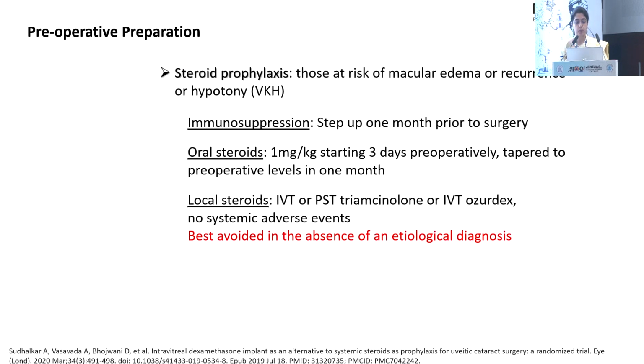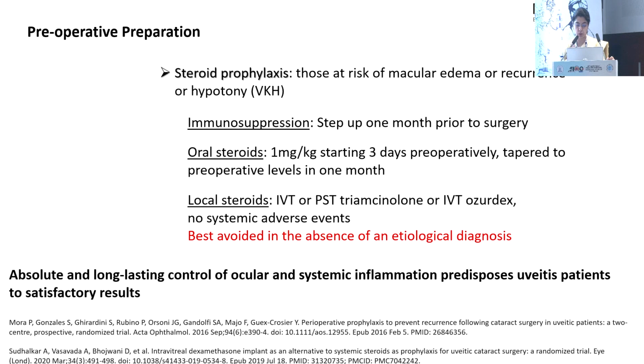Coming to preoperative preparation, steroid prophylaxis is for those who are at risk of macular edema or a recurrence or a hypotony. Step up systemic immunosuppression 1 month prior to surgery. Oral steroids should be given 1 milligram per kg starting 3 days preoperatively, and they should be tapered to the preoperative levels at 1 month. Local steroids, intravitreal or posterior subtenon or intravitreal DEX implant, can be given when the uveitis is unilateral and when you know the etiological diagnosis. Please avoid local steroids in the absence of an etiological diagnosis of uveitis.